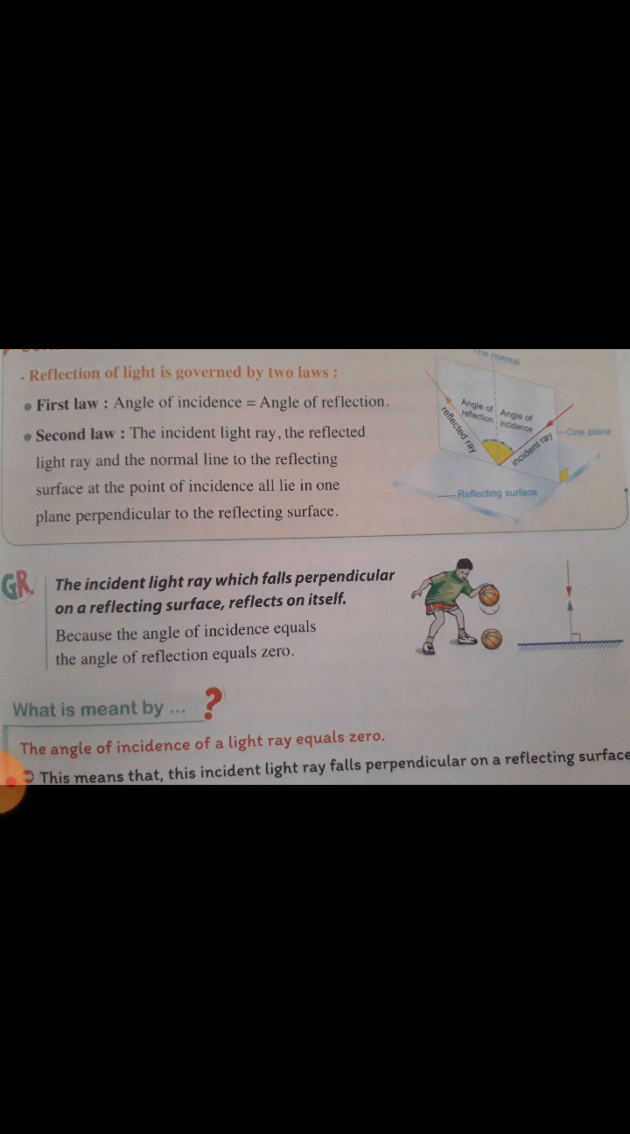But here, note that when the light ray falls perpendicular on a reflecting surface, what happens? It reflects, but on itself. Give reason. Because the angle of incidence equals angle of reflection equals 0.